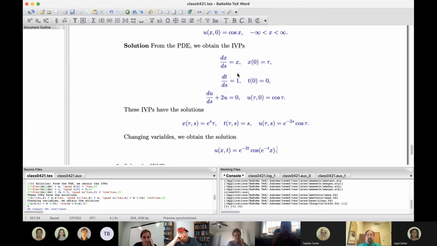So you set up characteristic ODEs, solve those ODEs. The one for U gives you a solution in terms of s and tau. Go back to your solutions for x and t to express your solution in terms of x and t.